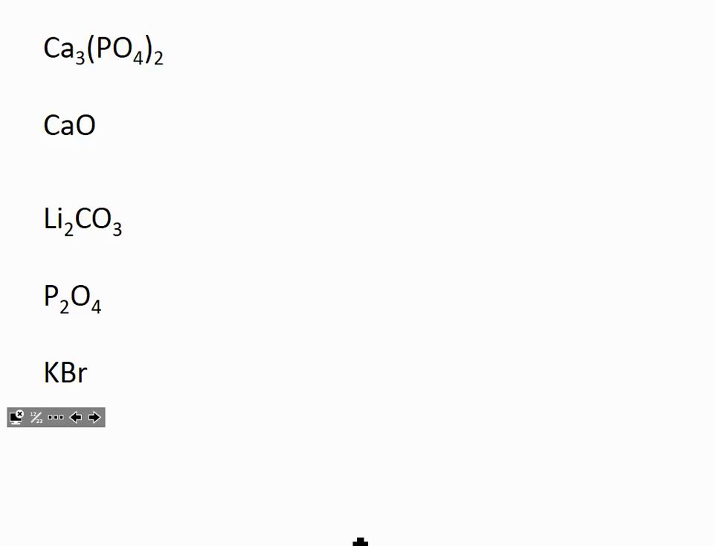So if we look at the first compound, we can see that this compound is ternary. We know that because there's calcium, phosphorus, and oxygen. There's more than 2 elements. This compound contains a polyatomic ion.